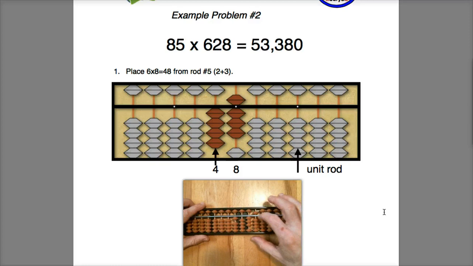Let's jump into a second example here. This time we're going to have a 2-digit multiplicand and a 3-digit multiplier. So again, our starting pointer will be 5, so I'll choose the same unit rod and start my pointer here on rod number 5. So taking the first multiplier digit 6, 6 times 8, which is 48. So I just enter 48.